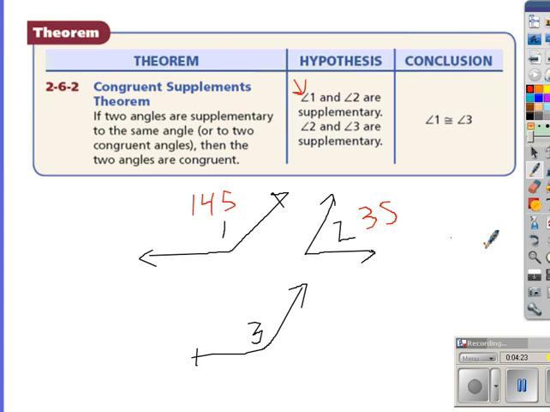It also says that angle 2 and angle 3 are supplementary. So if angle 2 is 35 degrees, angle 3 is going to have to be 145 degrees. So angles 1 and 3 do end up having the same measure, which means they are congruent. And with small, easy numbers like this, that doesn't really seem like that big a deal.